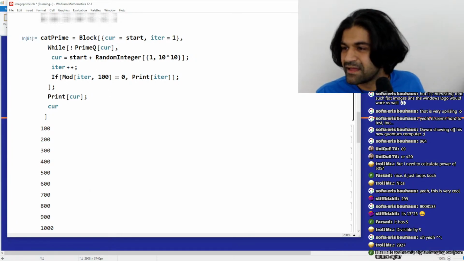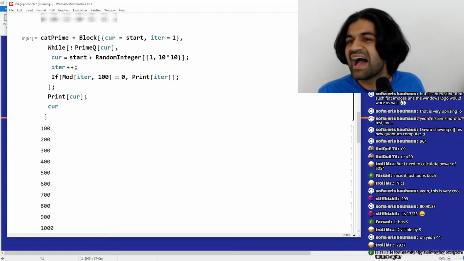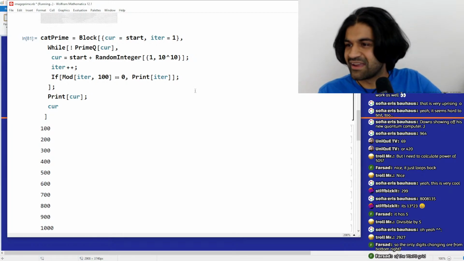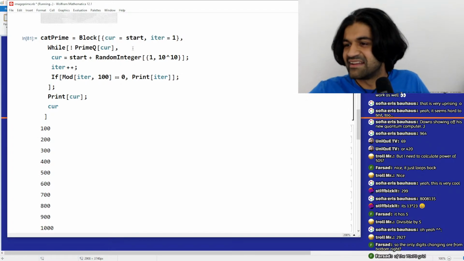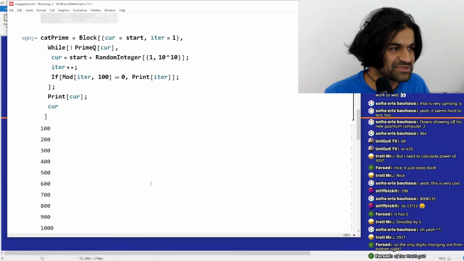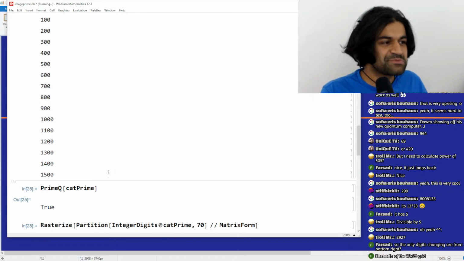So I told it to add a random number from 1 to 10 to the number. So the only digits that will change are like the last 10 digits. And that's how the randomness is working. Okay, so my computer has made 1,500 guesses.